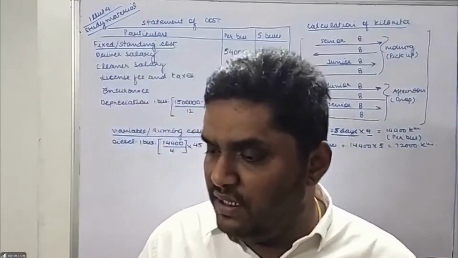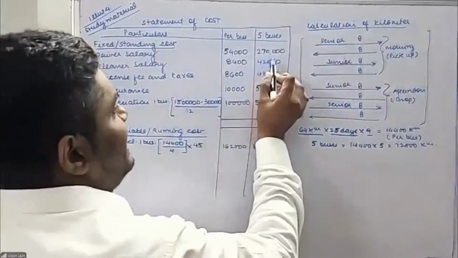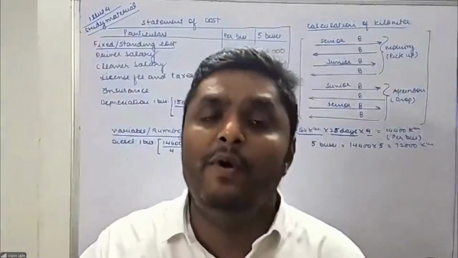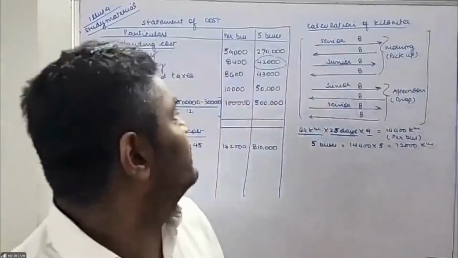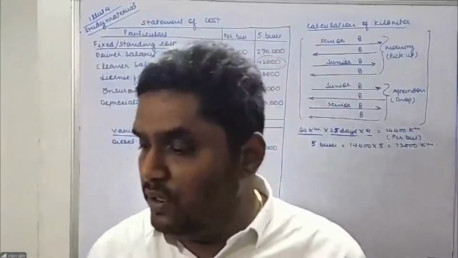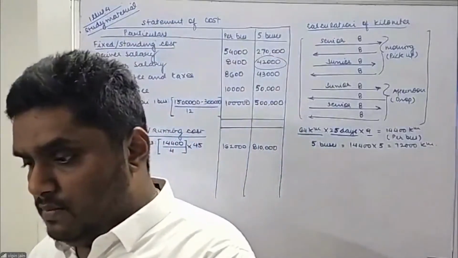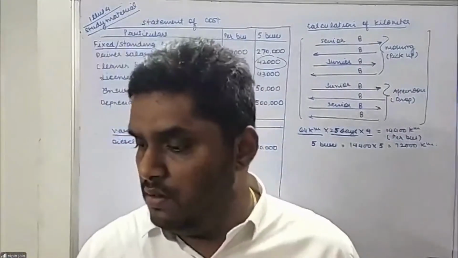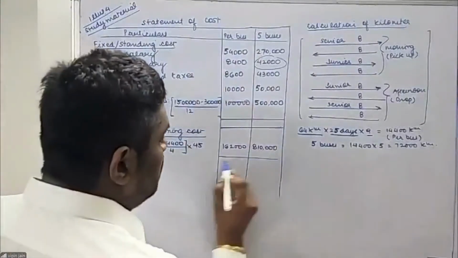Nitin Prajapati, sir, cleaner salary per bus. So see, the total cleaner salary is 42,000. And one cleaner is employed for all the 5 buses. So 42,000 divided by 5. This is how I got 8,400. So we are done with the variable cost also.